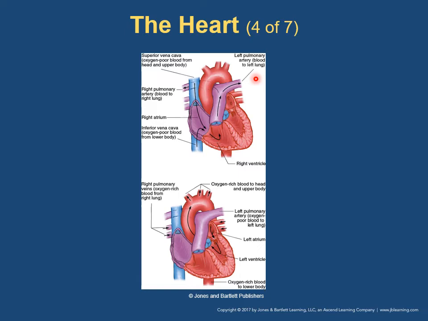Oxygenated blood returns from the lungs through the pulmonary veins here. It goes into the left atrium, passes into the left ventricle, and then it is pumped into the aorta and then to the arteries of the body. So it goes out here.